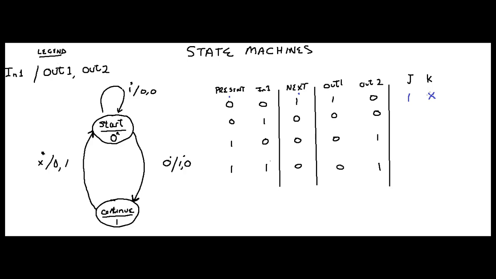Remember, you can either toggle it. If they're both high, it's going to toggle. So it could toggle to 1, or you could set it, all right, which would be a 1, 0. Either way, K, it doesn't matter. J has to be a 1.